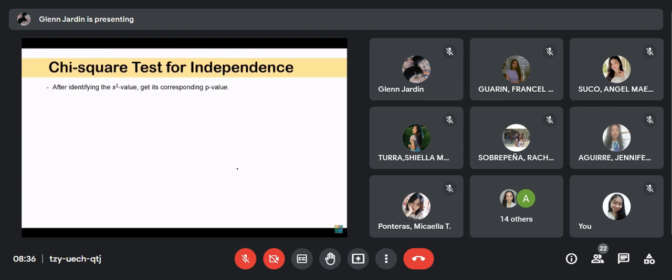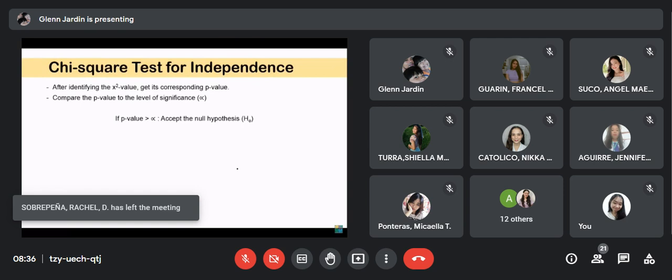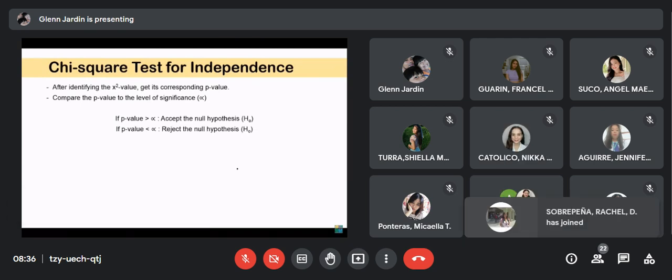Kapag naman tayo ay nag-interpret, after getting the x-squared value, hahanapin natin yung p-value niya. Mahirap kung mamanu-manuhin natin yung pag-compute ng p-value, kaya ilalagay ko sa description box yung link ng p-value calculator na ginagamit ko for chi-square. After getting the p-value, i-compare natin yun sa alpha or sa level of significance. Kung ang p-value natin ay mas malaki kaysa alpha, we have to accept the null hypothesis. If the p-value is less than alpha, we have to reject the null hypothesis.